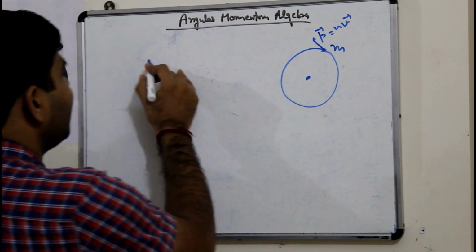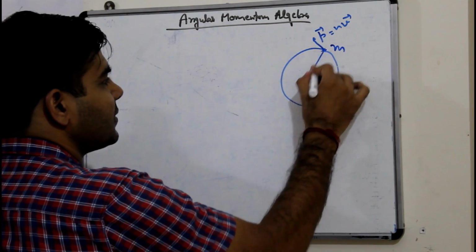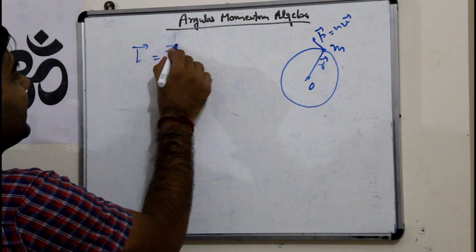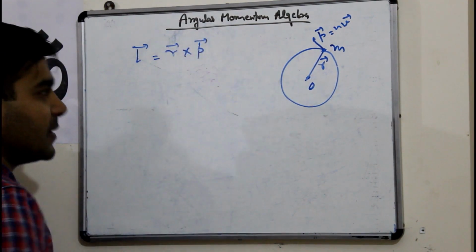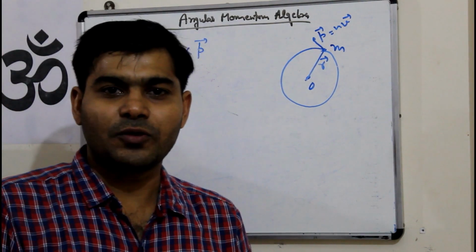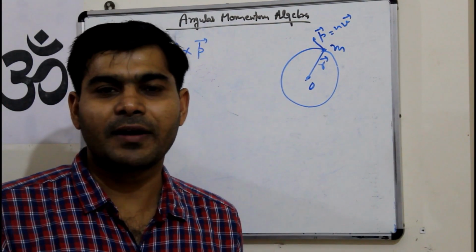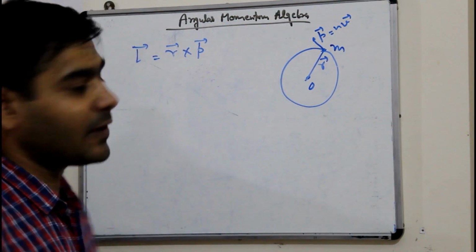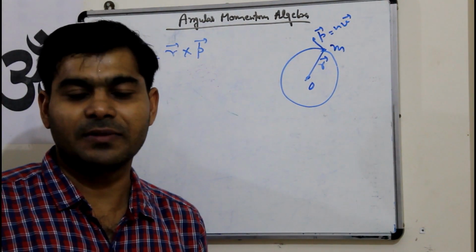So this angular momentum L, if this is the origin and this position vector is R, the angular momentum vector L is defined as R cross P in classical physics. In the same fashion, since electrons revolve around a circular orbit around the nucleus, the same concept of angular momentum is equally applicable in quantum mechanics as well.